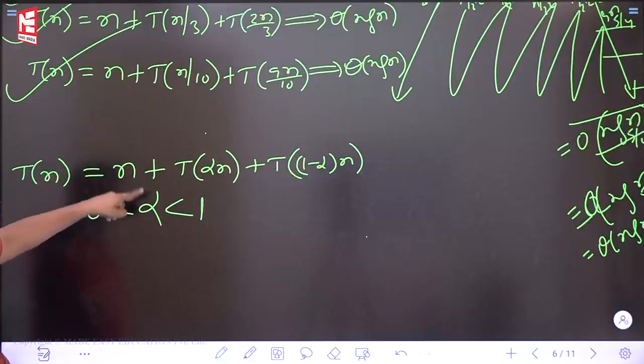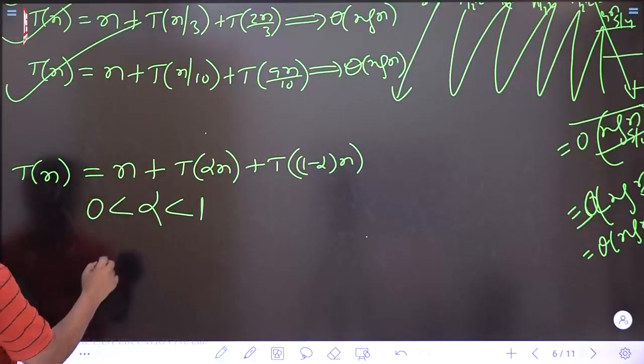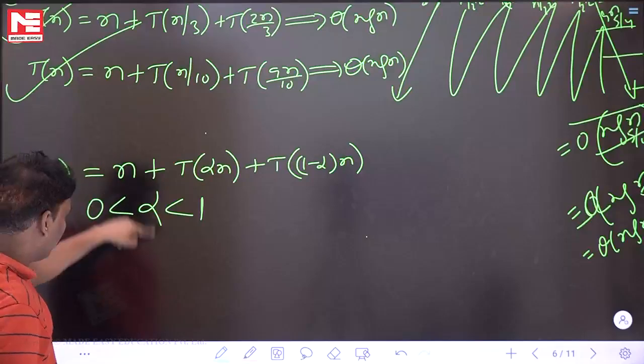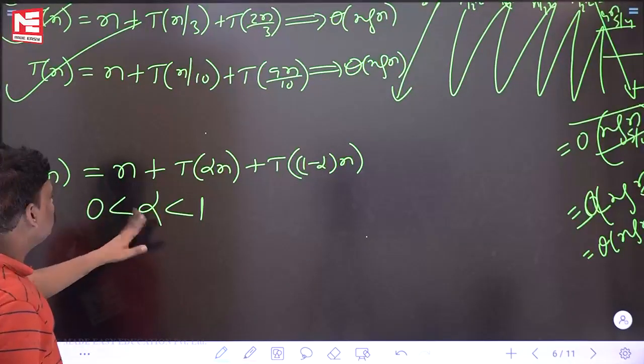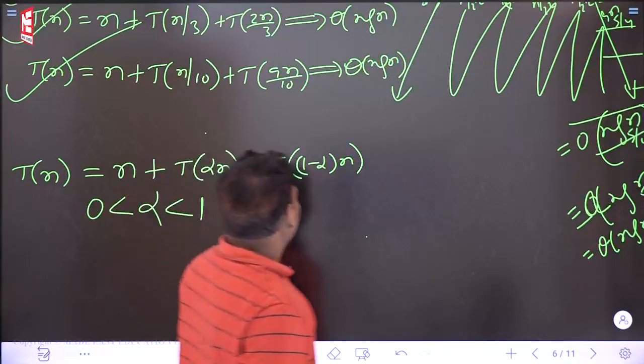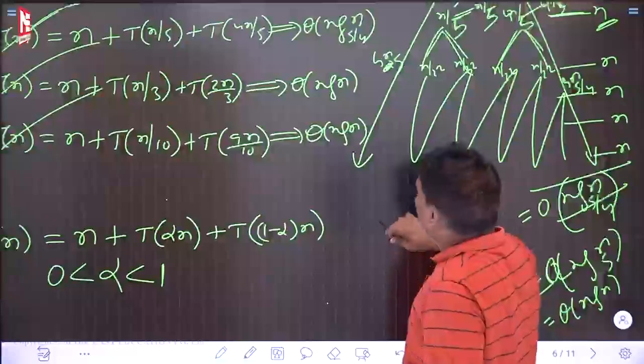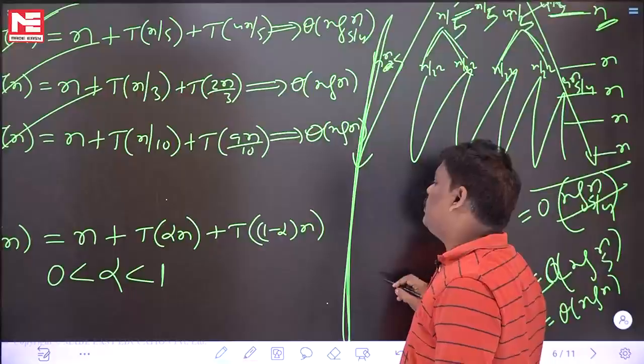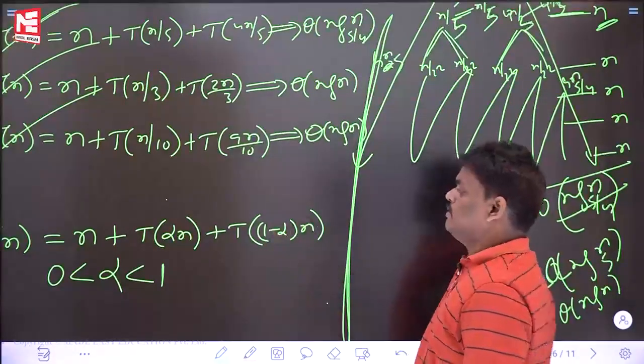This is the recurrence relation for Quicksort, best case and average case. Please be careful, where alpha is a fraction. What is the meaning? More than 0, less than 1. Listen, please be careful. Until now you are thinking that Quicksort will give best case only with a 50-50 split, but it need not be like this.